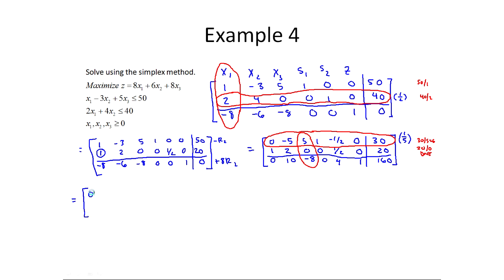So when I do that, I got 0, minus 1, 1. I get 1/5. That's not a big deal. Okay, I get minus 1/10. It's a little annoying. And then I get 0, and then 6. And remember, I didn't do anything else yet. So 1, 2, 0, 0, 1/2, 0, and 20. And then finally, my last row, the very important one, 10, minus 8, 0, 4, 1, 160.